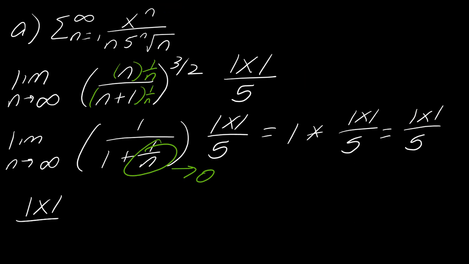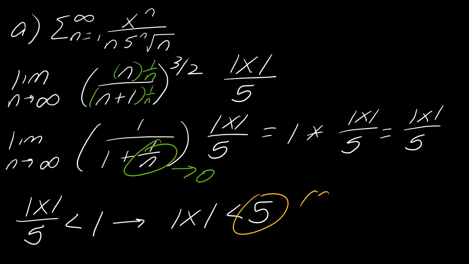So after you take your limit, you're going to set it up so that it's less than 1 like this. And I have to get x isolated, so I need to multiply by 5. And so now this is the radius. So this is the radius. Okay, so we're almost done. So let me clear a little more space.